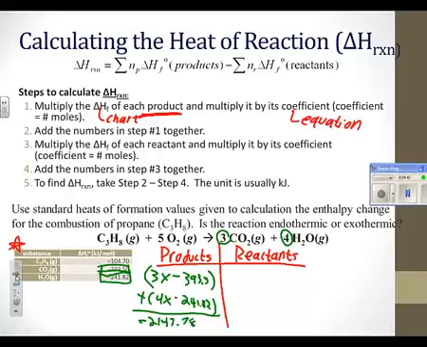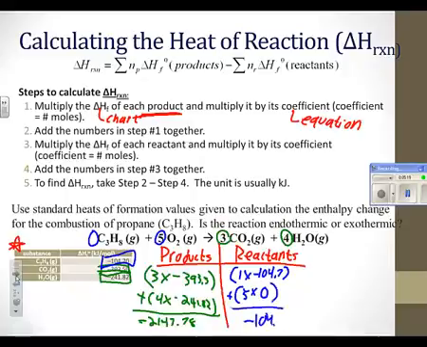Okay, now let's switch gears. Go to the reactants. C3H8 has a coefficient of 1. You can do the same thing. 1 times negative 104.7, plus the 5 from the O2. Then you notice the O2 is not on the chart. If it's not on the chart, it's 0, because elements by themselves aren't going to form anything. They're not going to fuse together with anything. So times 0. That gives you negative 104.7.